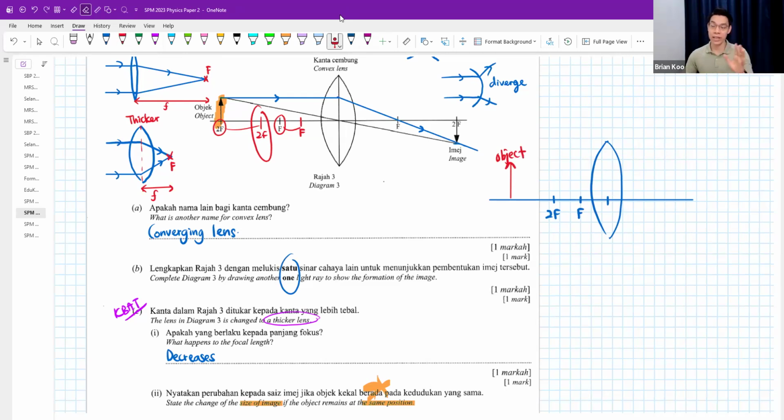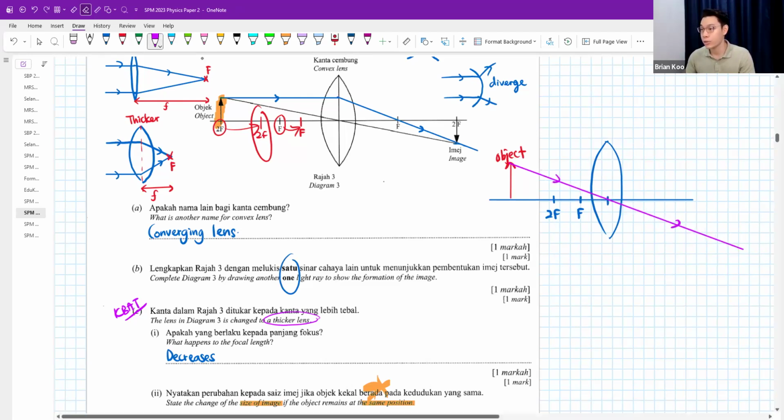Okay, you understand what's going on, huh? The object is still here. But then the 2F moved over to here already, closer to the lens. The F also moved closer already. We try and see to do our drawing, just to prove to you. If I draw a straight ray like this, and also a parallel light ray. Oh, I forgot to draw the F here.